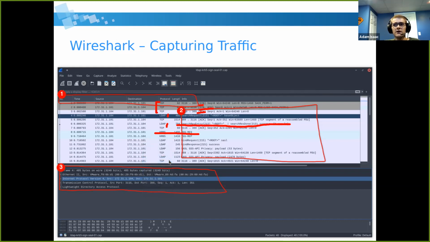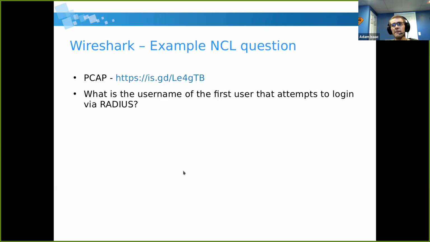So moving on to our next slide, we will take a look at an example NCL question featuring Wireshark. In this question, I've provided an example packet capture file that you can download to your machine and open in Wireshark. I would highly encourage you to do so, so you can follow along with me. And I have our example NCL question here, which is, what is the username of the first user that attempts to log in via Radius?